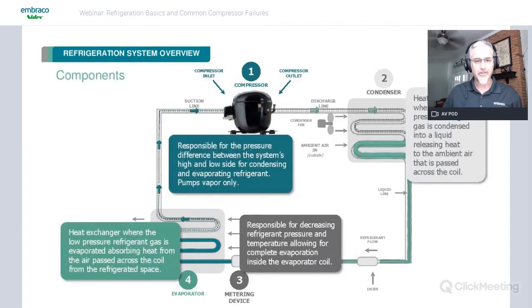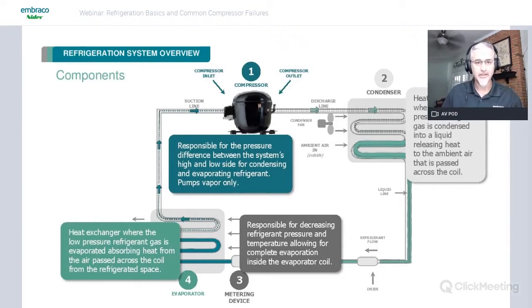Starting at the compressor, the compressor's main job is to provide the pressure difference between the system's high and low side. And we need that pressure difference for the condensing and evaporating of the refrigerant to do the job of removing heat and delivering it to a place where it's less objectionable. One thing about a hermetic compressor, it's designed to only pump vapor. We never want to introduce any liquid refrigerant to that compressor.